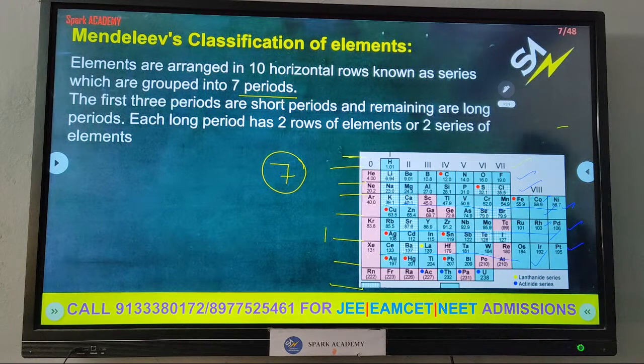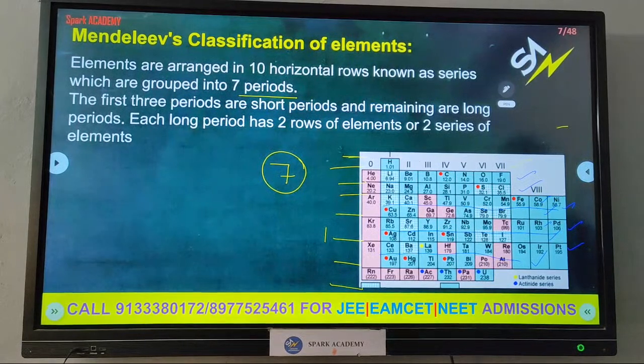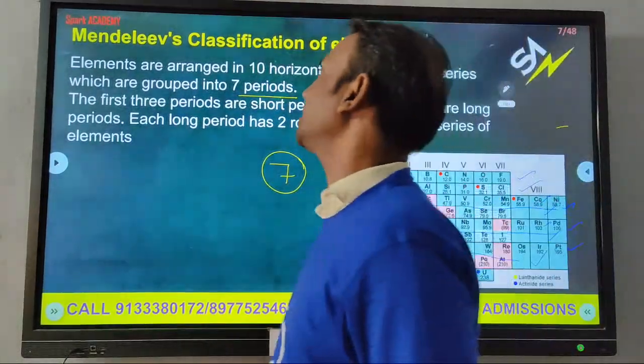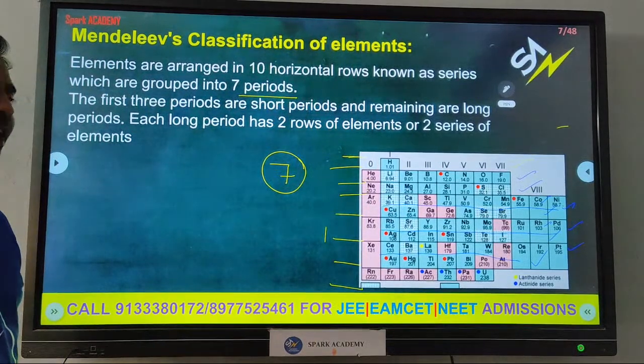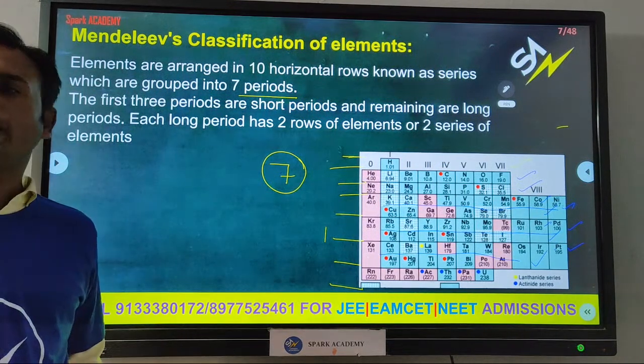In total, how many periods are present in the Mendeleev periodic table? 7 periods. Period numbers 1, 2, 3 are called short periods. Period numbers 4, 5, 6 are called long periods, and they are again divided into 2 sub-series. So in the Mendeleev periodic table, periods 4, 5, 6 are again divided into sub-periods. Clear?